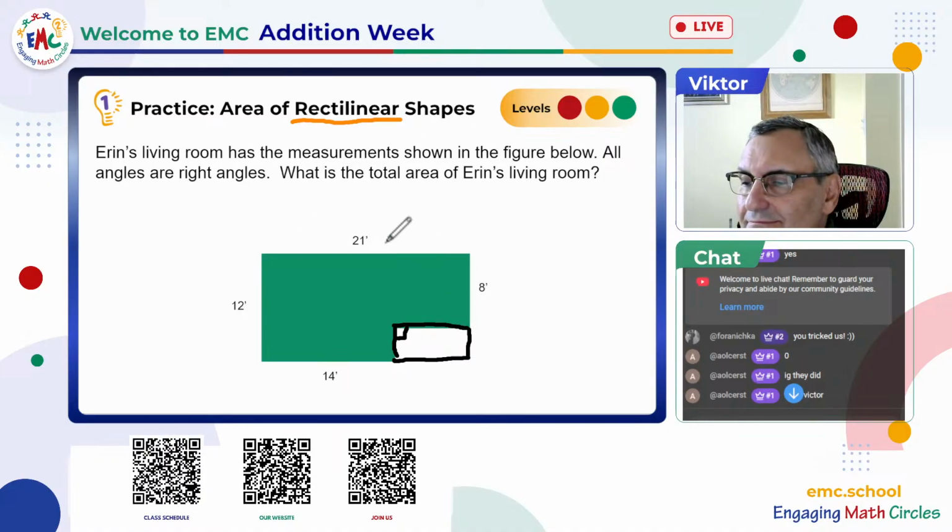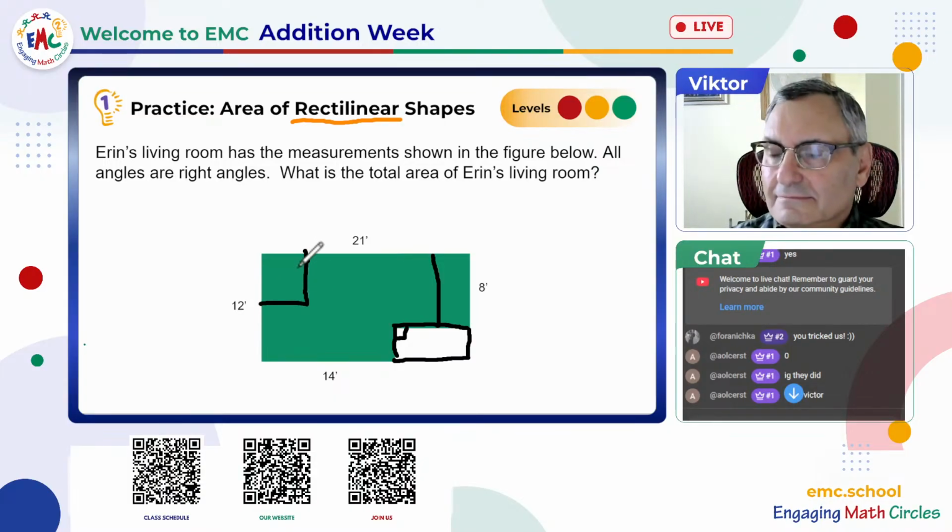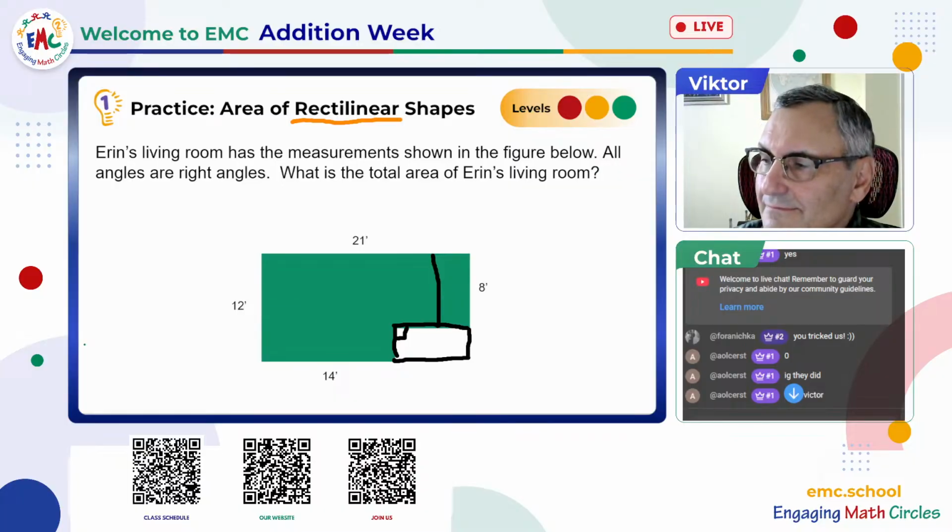Okay, so we've chopped out a rectangle from a rectangle, and we get a rectilinear shape. But I could chop out more. I could chop out another one here, or another one here, and it'll still be rectilinear, what's left if I took these out as well. Anything that's got right angles only is called rectilineal. That was a great question, Victor.